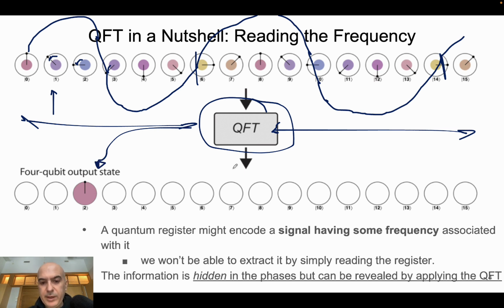So a quantum register has a signal that has some frequency associated with it, and this is the top panel. If we try to read it, we won't be able to read this frequency that is encoded in the relative phase. The reason for that is that the magnitude of the states is all the same. All the states have the same probability of being read. The information is hidden in the phase, but we can actually apply the QFT primitive and get this information out of this phase encoded signal.